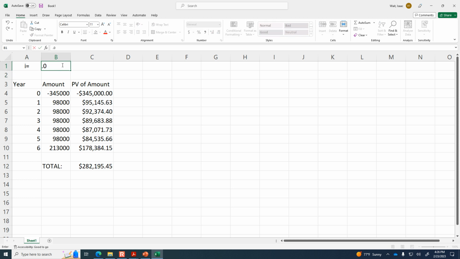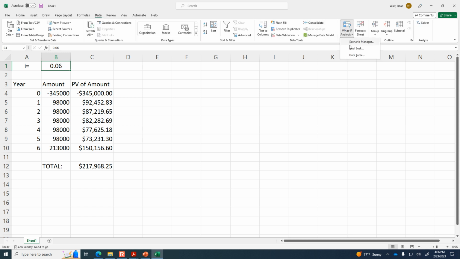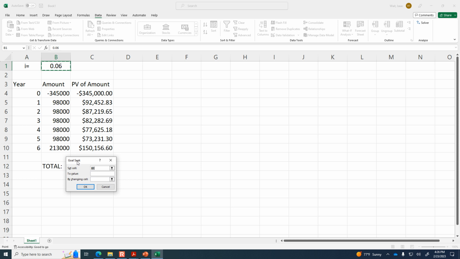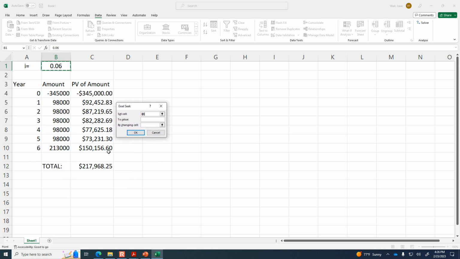As you increase the interest rate, you're discounting the revenue at a greater and greater rate. So rather than doing it manually, of course, we can use the goal-seek function to say we want to set the total to 0 by changing the interest rate. Okay.